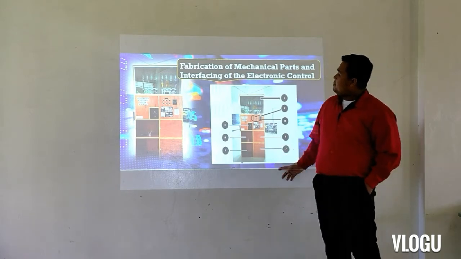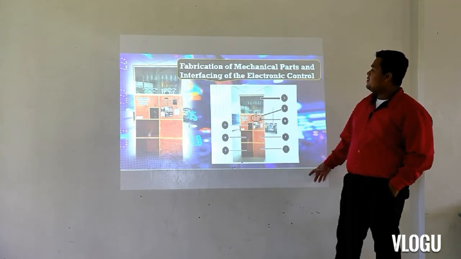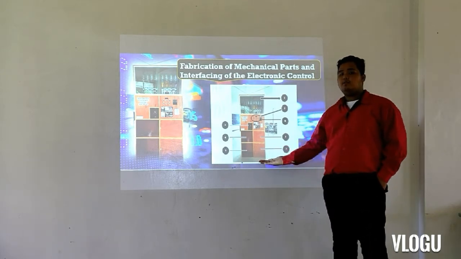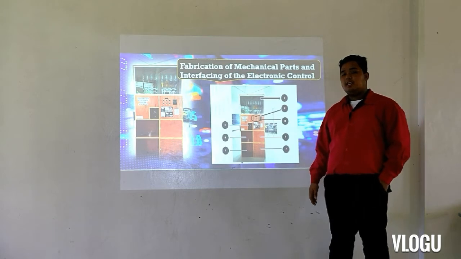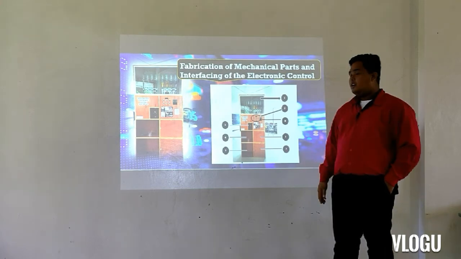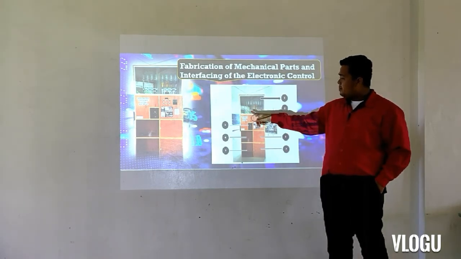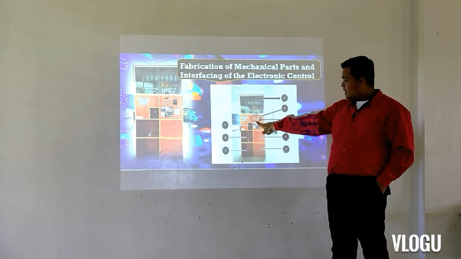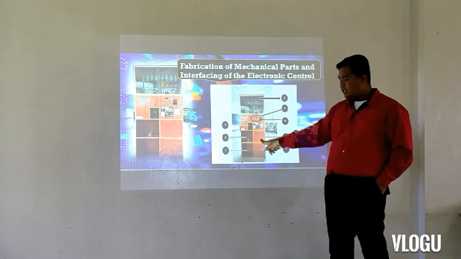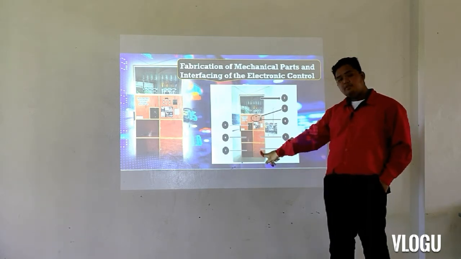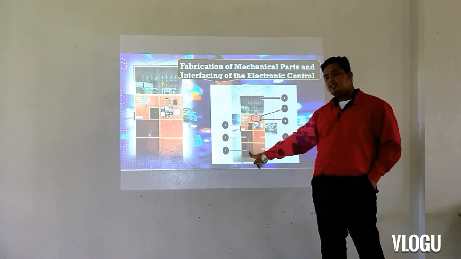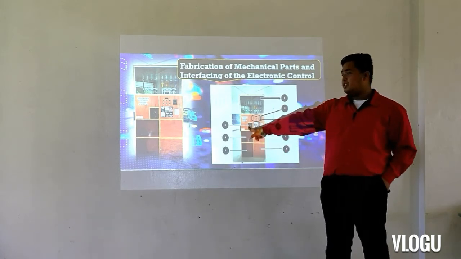Next is the fabrication of mechanical parts and the interfacing of the electronic control. This figure shows the actual photo of the automated cocktail mixer machine. It shows the different parts of the machine. We have here the cocktail and the flavor dispenser, the LCD and the flavor buttons, the bill acceptor, the maintenance section, the wings and bottle storage, the glass section, the reserved cocktail bottles, and the pouring section.